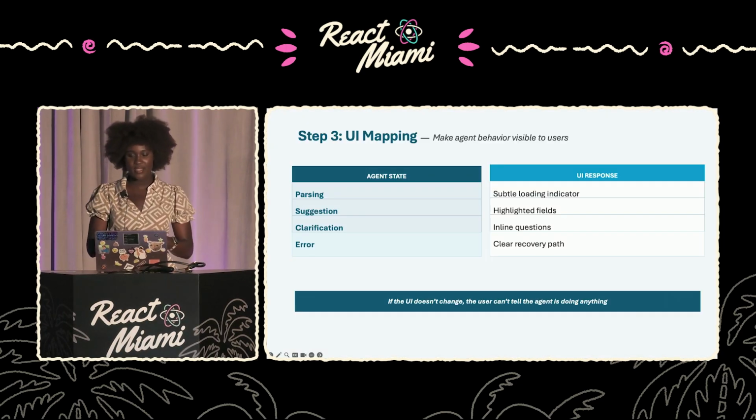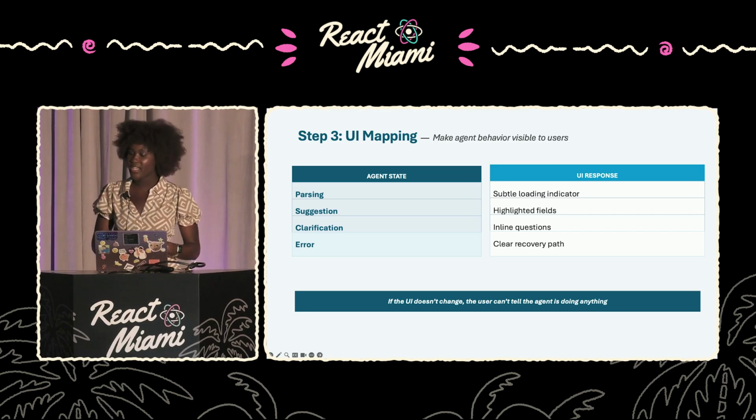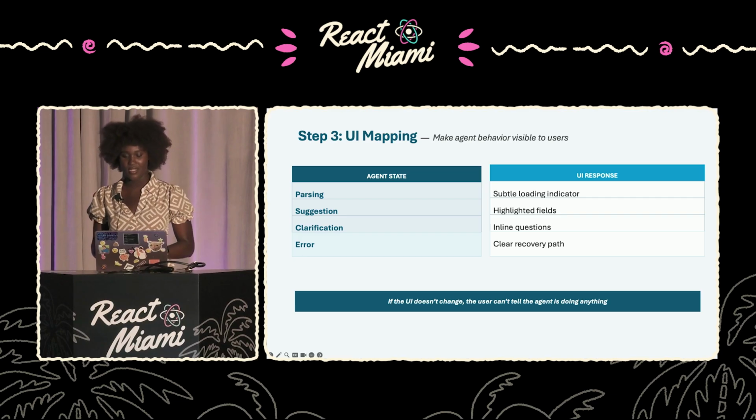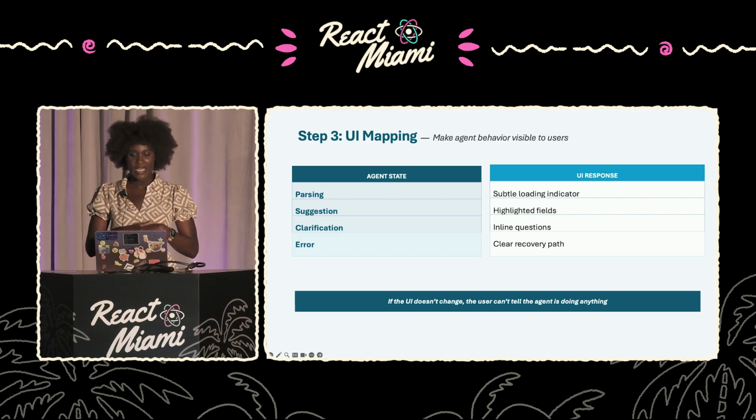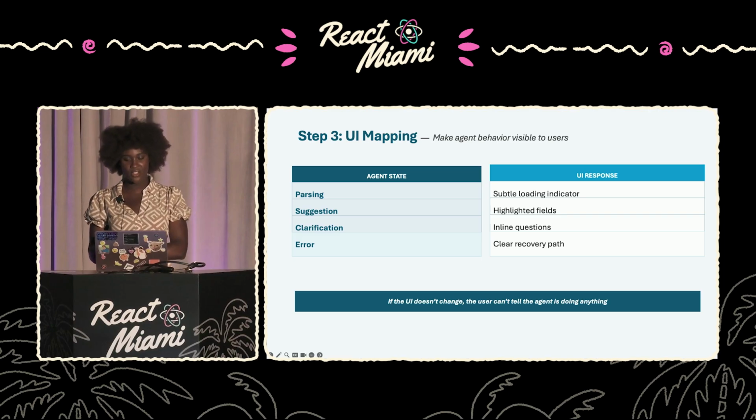Step 3, and this is the one people skip, map every state to a UI response. Parsing, show a subtle loading indicator. Suggesting, highlight the fields. Needs clarification, inline question. There's an error, you should have a clear recovery path. If the UI doesn't change, the user has no idea the agent is even doing anything, and they stop trusting it.